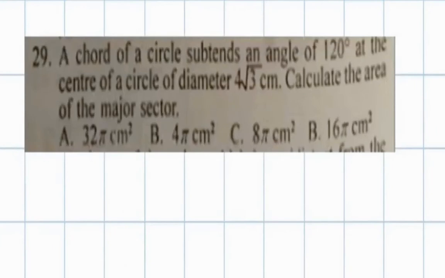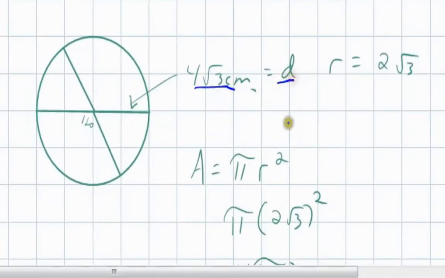A chord of a circle subtends an angle of 120 degrees at the center of a circle of diameter 4 square root 3 centimeters. Calculate the area of the major sector. So, they said here that the diameter is 4 square root of 3. I wrote that out here, that's the diameter. So our radius will be half of that, so it's 2 square root of 3 for the radius.